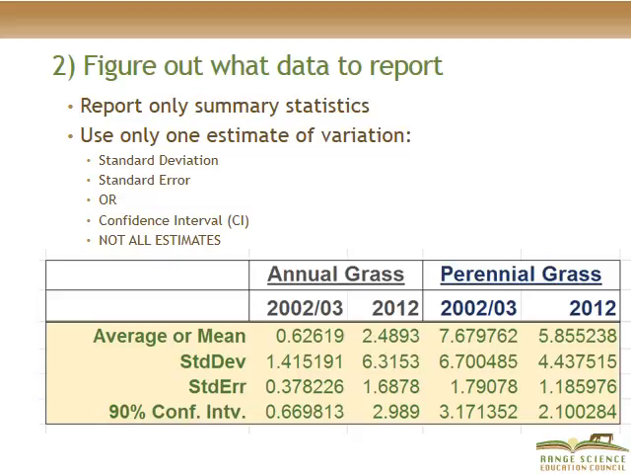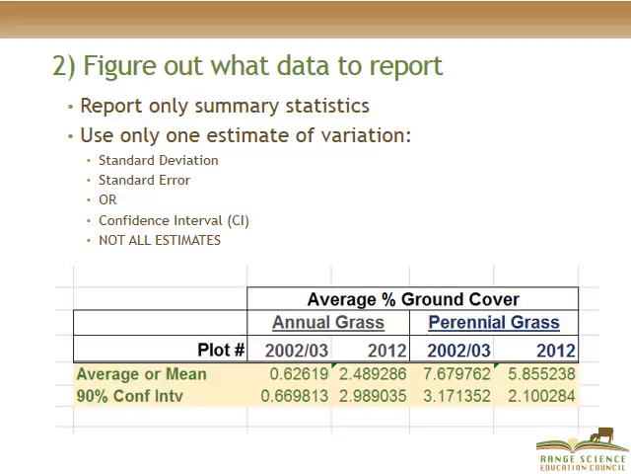One key point is to use only one estimate of variation. So use only the standard deviation, the standard error, or the confidence interval. So when you're trying to figure out what data to present, in this case it's pretty clear we're going to want the mean, or the average, and we're going to want one estimate of variation. In this case I decided to use the mean and the confidence interval. So my table is shaping up, gotten rid of the raw data, we've selected which variables to use in our final table.